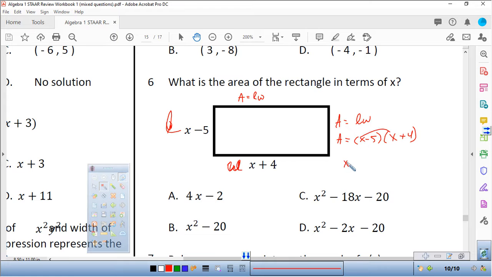Multiply here times here gives me x squared. Multiply here times here gives me plus 4x. Multiply here and here gives me -5x. Multiply here and here, -20. This right here gives me a -x minus 20, which I brought down. X squared in the front. Again, they're wrong.